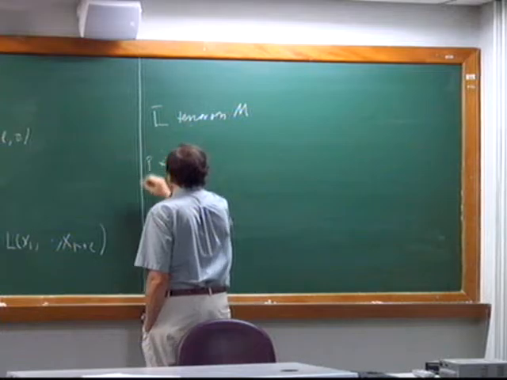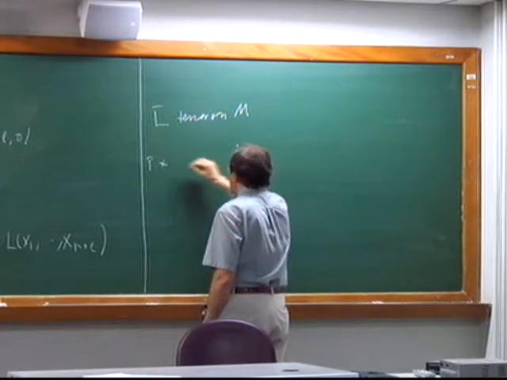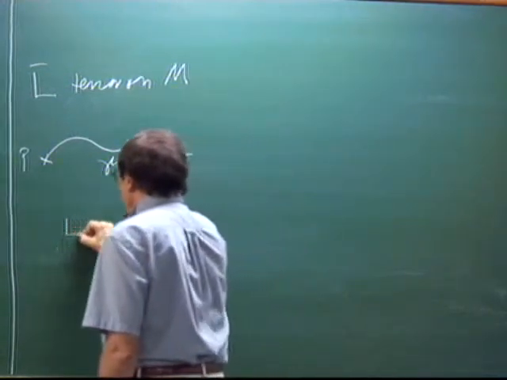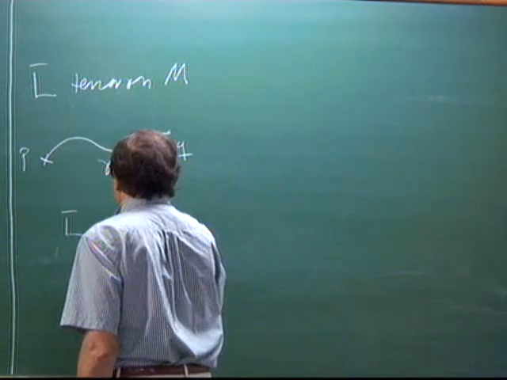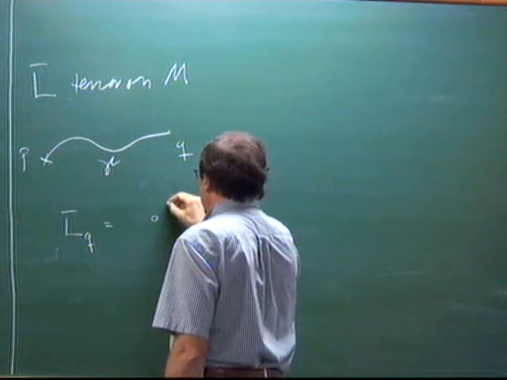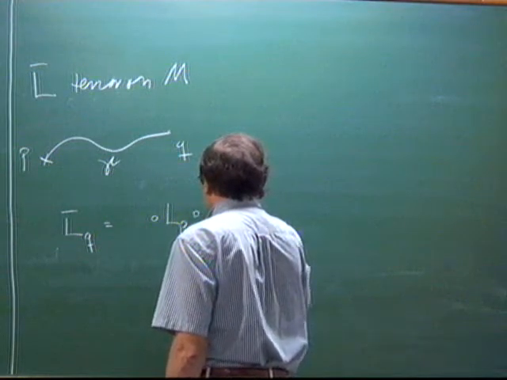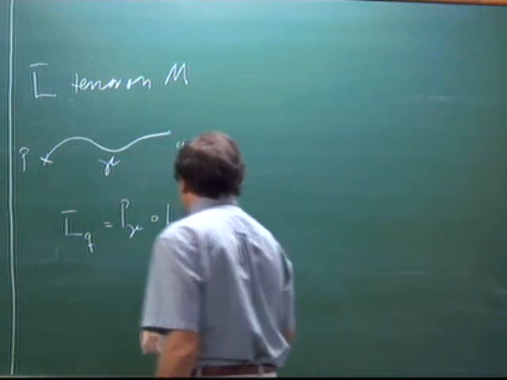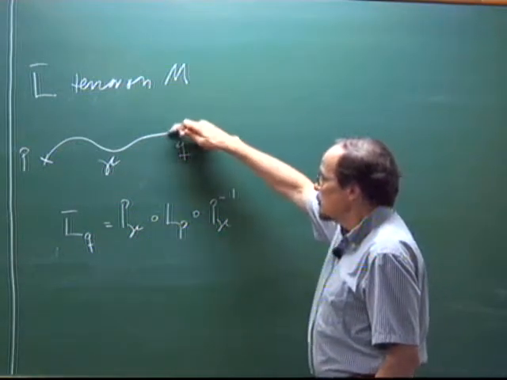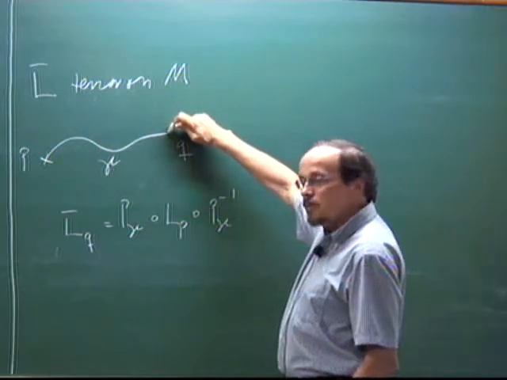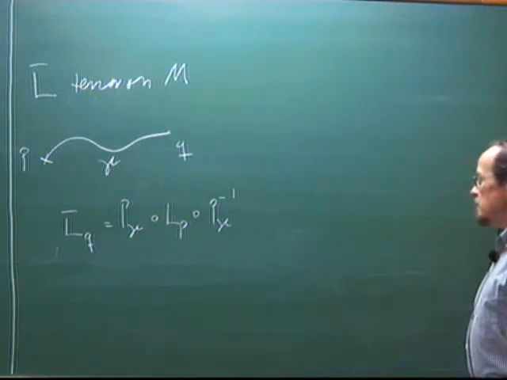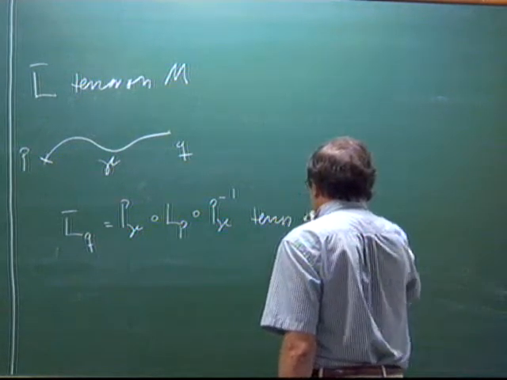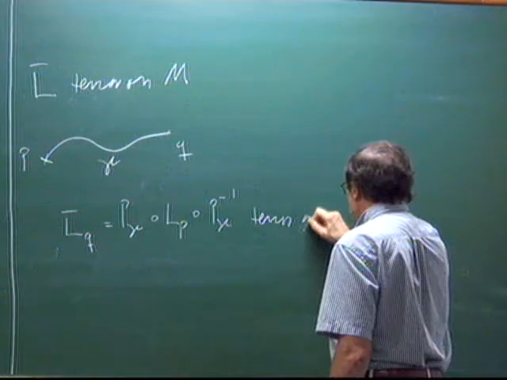I look at my fixed base point P and take any point Q. Take a path from P to Q. And then L bar at the point Q is defined as L at the point P, with parallel translation inverse, and parallel translation back. So from Q I go to P, I take the tensor, then I go back to Q. So that's now a tensor on T_Q M.